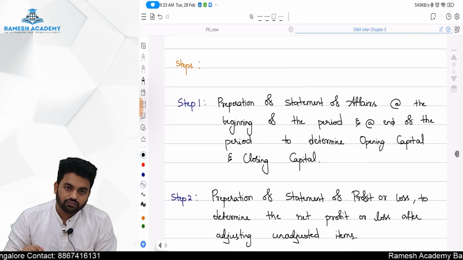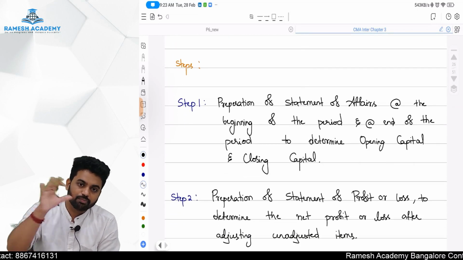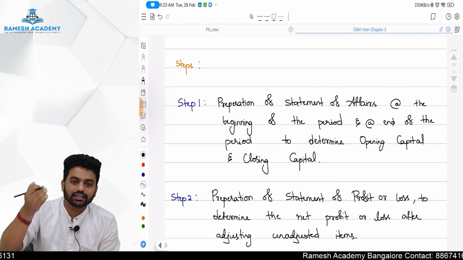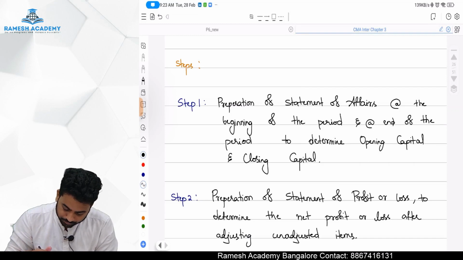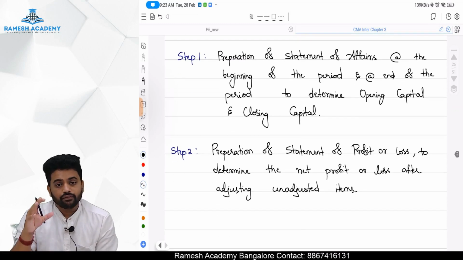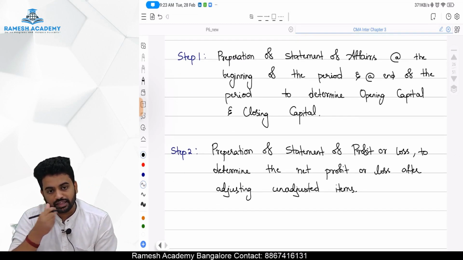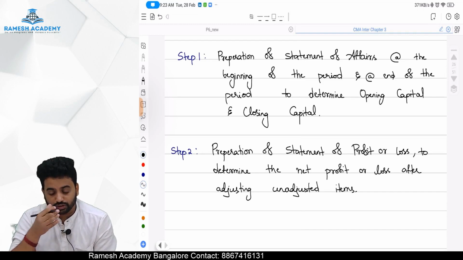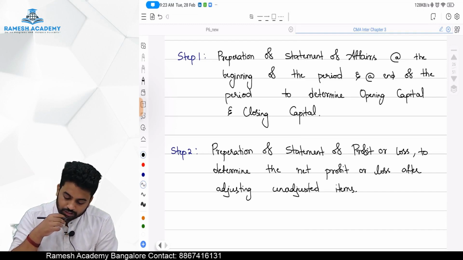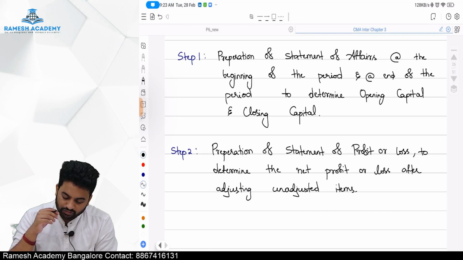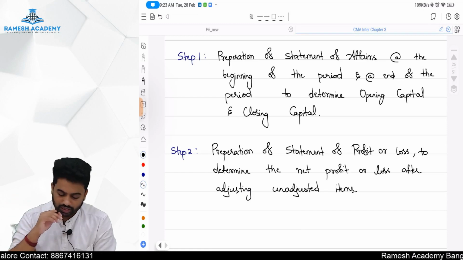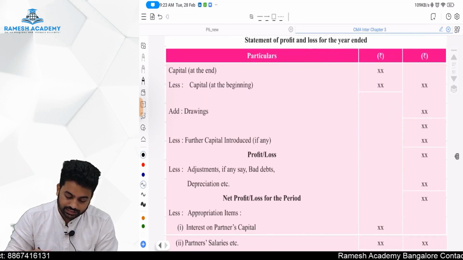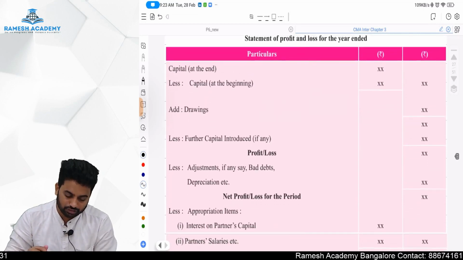Step 1, we should prepare a statement of affairs at the beginning of the period and at the end of the period to determine the opening capital as well as the closing capital. Step 2, using that opening capital and closing capital, we should prepare a statement of profit or loss to determine the net profit or net loss after adjusting the unadjusted amount. See here, this is how the statement of P&L will look.